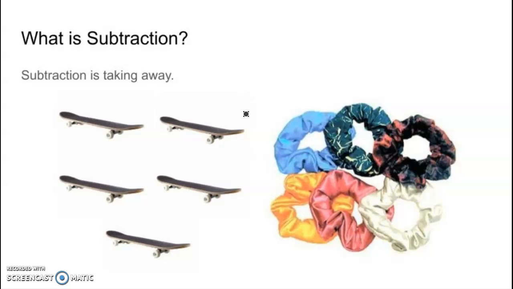But then you decided to give some away. After all, who needs 5 skateboards? So you decided to give away 2. How many skateboards would you have left? That's right, you would have 3 skateboards left. We can show that as 5 take away or minus 2 equals 3.